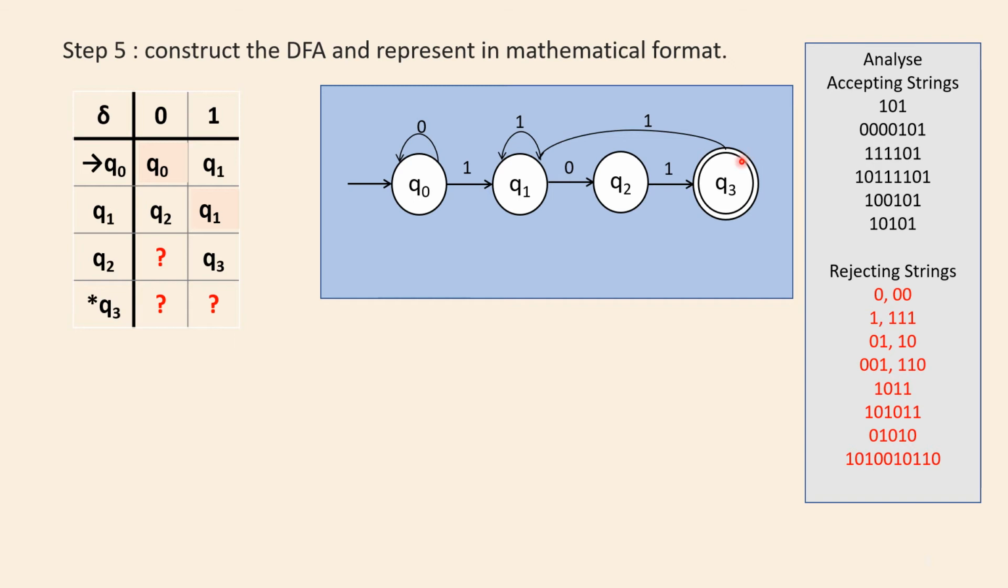If you are wondering why not loop 1 here in Q3, what happens when I loop 1 in Q3? That time if I have 1011, this string is supposed to be rejected. But if I loop 1 here in Q3 in the final state, the string is getting accepted. If I have 101 and n number of ones, the string is supposed to get rejected. So, if I loop 1 in Q3, the DFA construction is not correct.